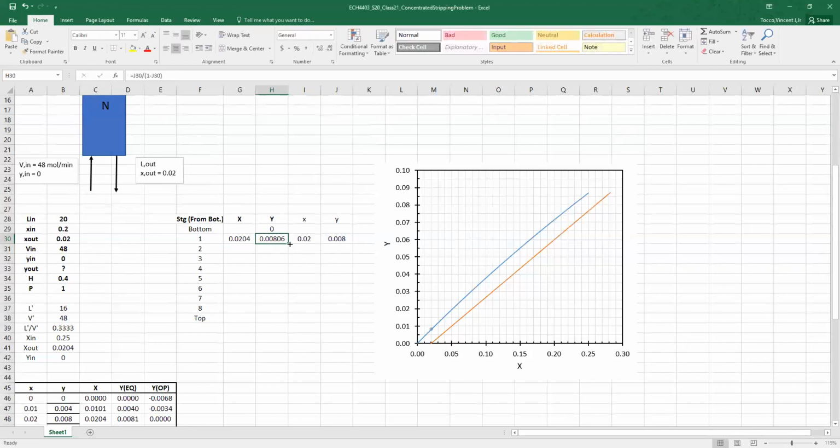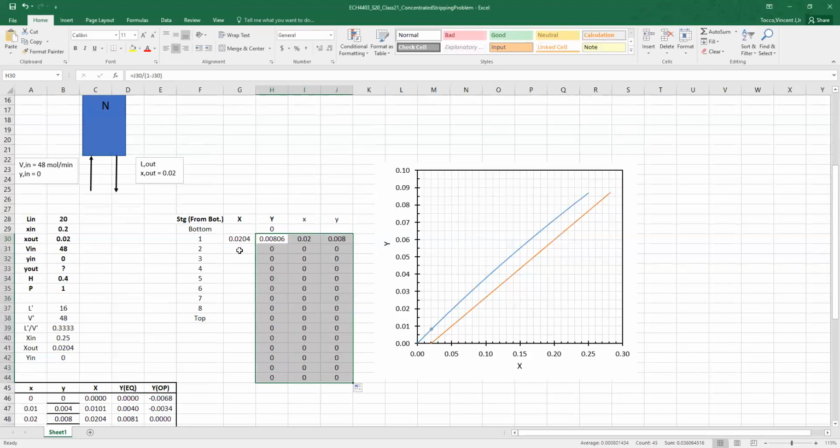Okay, I can now drag all these formulas down because those are going to be the same for all. I'm going to go past what I think I need. Next is X, that is in material balance with the y from the stage above.